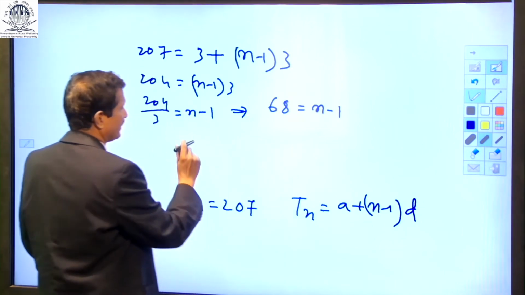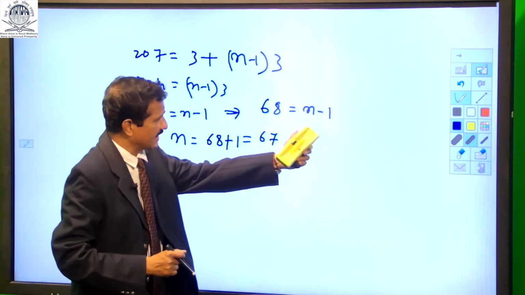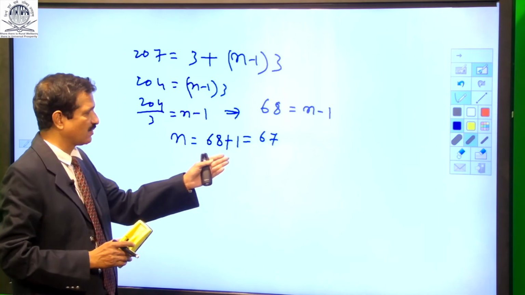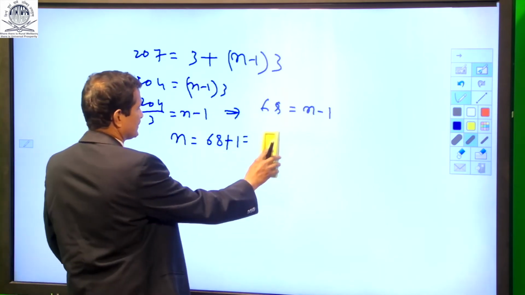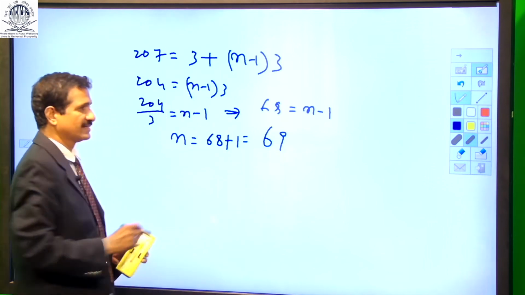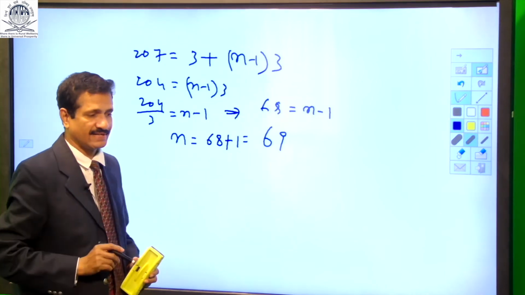So, n is equal to, here 68 is equal to n minus 1. So, n is equal to 68 plus 1, which gives me 69. So, n is 69. The question asked is, you have to find the sum of all the series here.